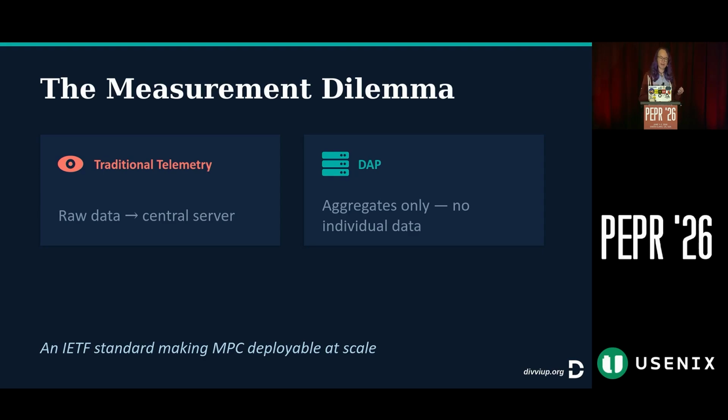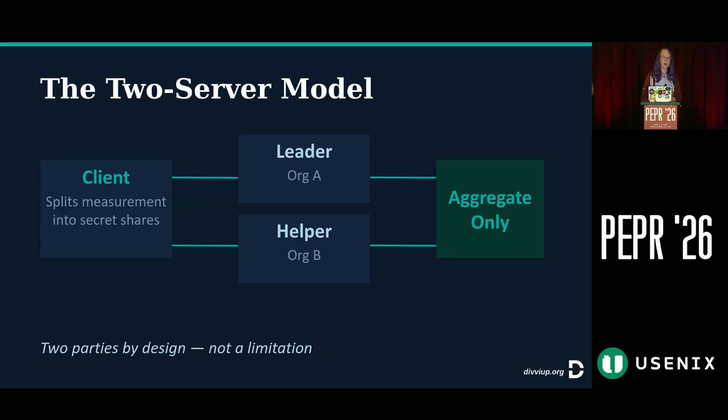It's an IETF standard, not a research prototype, designed from the ground up for production deployment. With DAP, clients split their measurements into secret shares and then send them to 2 independent servers. And neither server can reconstruct any individual's data. The only thing that comes out of the other end is the aggregate. You know, a sum, a histogram, a count, never an individual contribution. Privacy is one of DAP's 2 core goals, and the 2-server model is how the protocol delivers it.